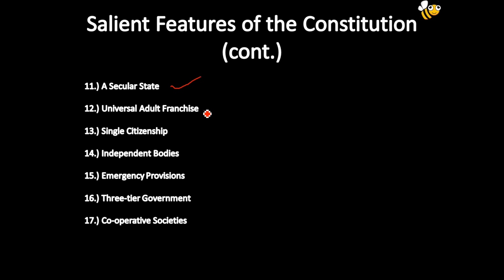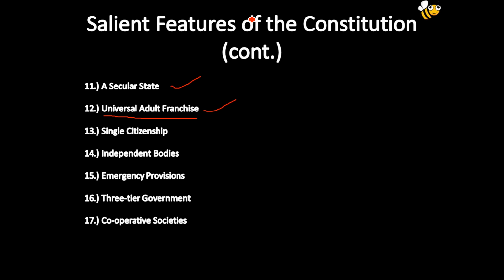So this universal adult franchise was the main feature of the democracy, because this is the choice of the people of the country through which that particular country can be governed. So our constitution has also provided the universal adult franchise, that is the right to vote.